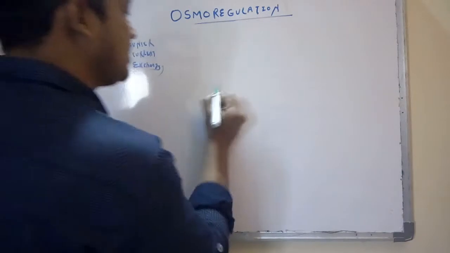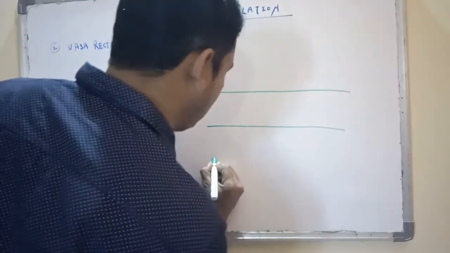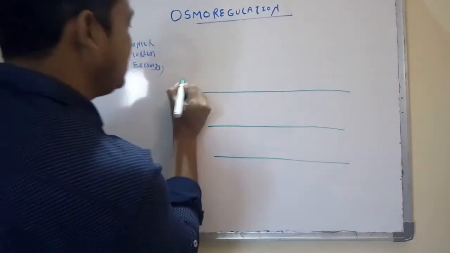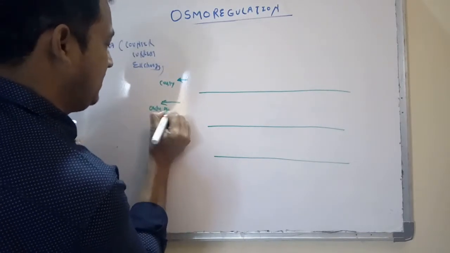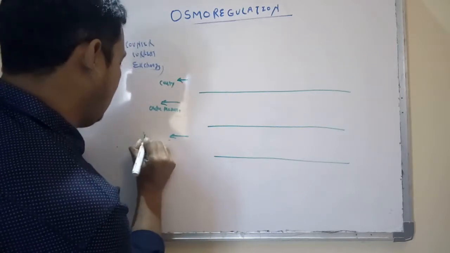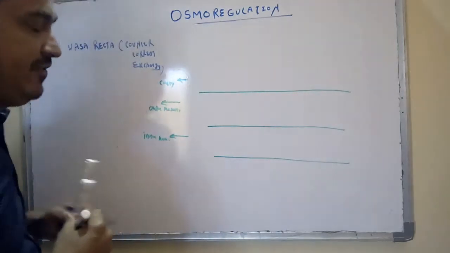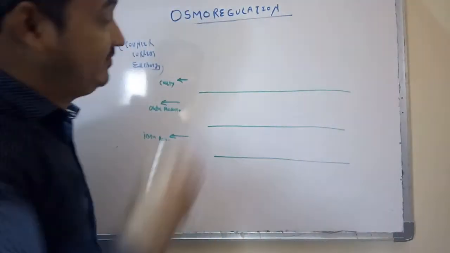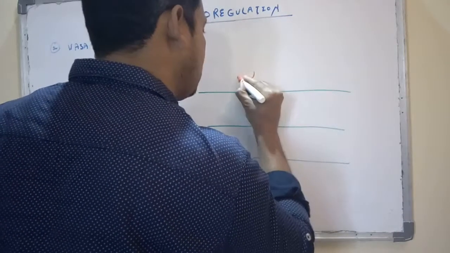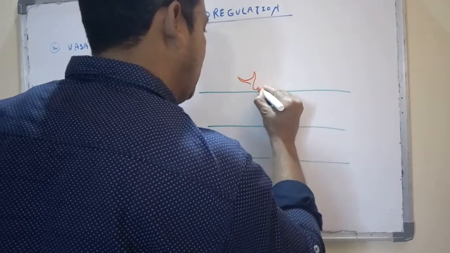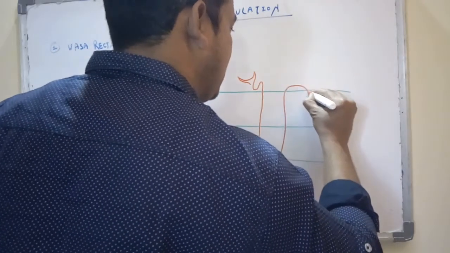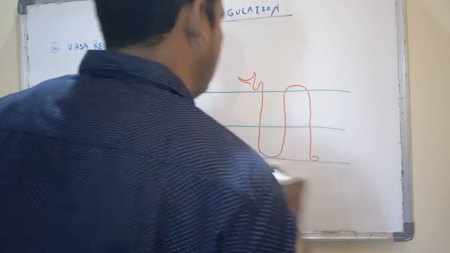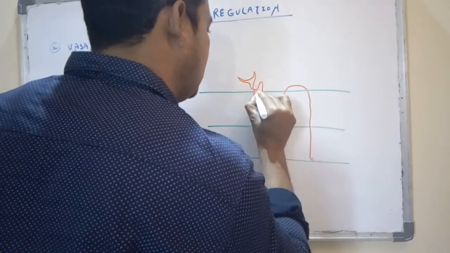I'll redraw this cortex here again. Say this is cortex, this is outer medulla, this is inner medulla, and then there is papilla. Again we will draw our friend, that is nephron, the basic functional unit. Let's see, this is nephron, this is the proximal convoluted tubule, then descending and then ascending, then distal convoluted and then collecting duct.